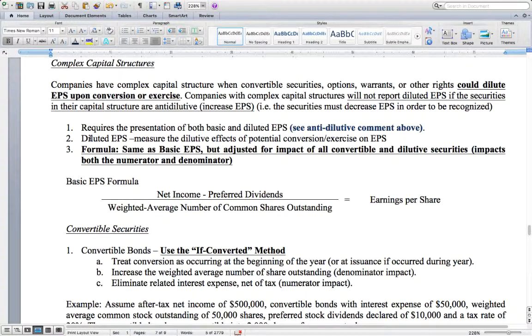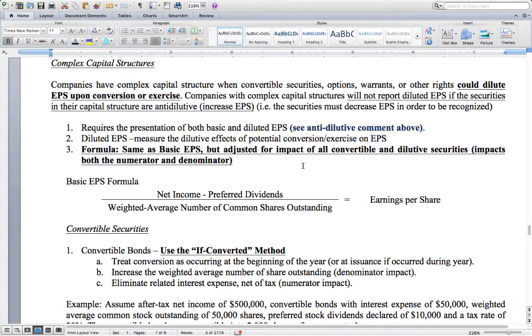And then the dilutive EPS measures the effects of potential conversion on the earnings per share. So a company has these convertible securities, so you need to account for what would happen if those things did convert and how would that impact your earnings per share.